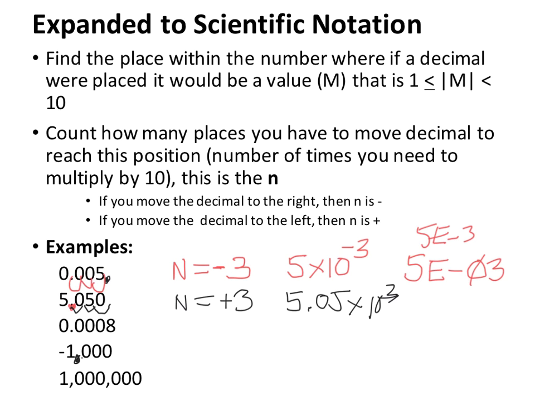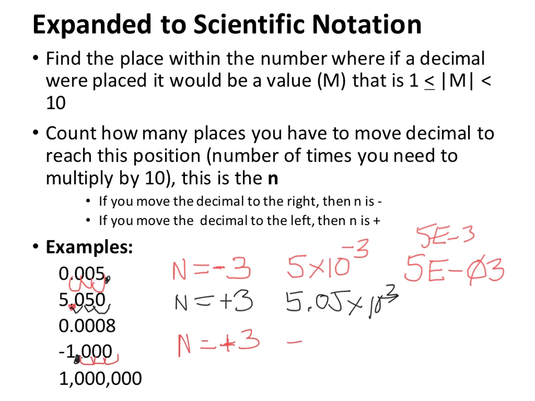Now, how many times did I have to move it to get to this position? 1, 2, 3. So n, and I moved it from right to left. So I moved it to the left, so n is going to be plus 3. Well, wait a minute, you said it's minus. How can it be plus 3? Remember, it's a large negative number. It's not a small negative number.